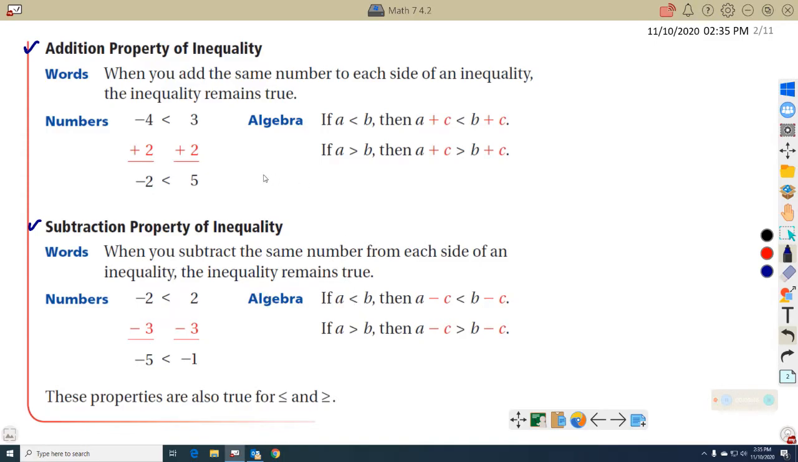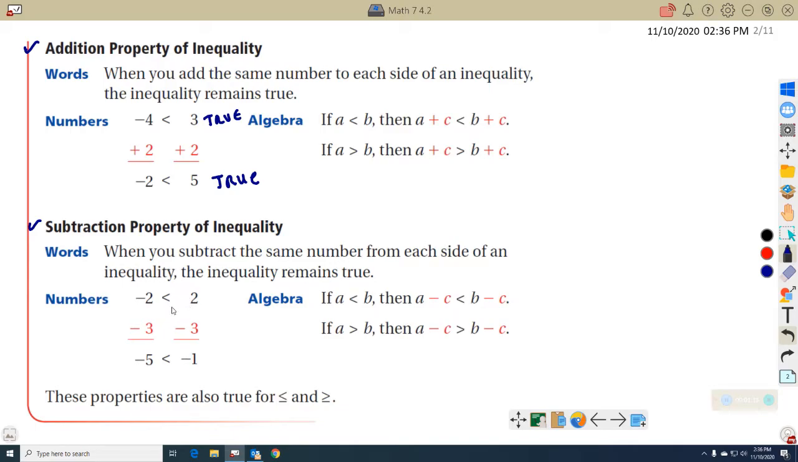But basically, this says what? This says if I have a true inequality to start with, -4 is less than 3. That's true. If I add the same thing to both sides, in this case 2, -4 plus 2 is -2, 3 plus 2 is 5, I will end up with a true inequality. It's still true. And that's the whole idea behind this: when we deal with inequalities or equations, we always want to make sure things are true.